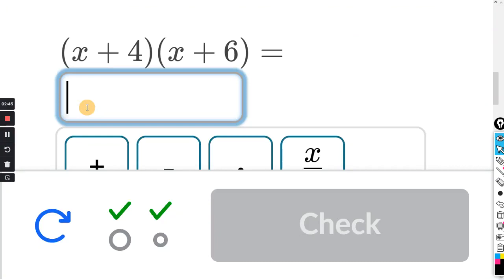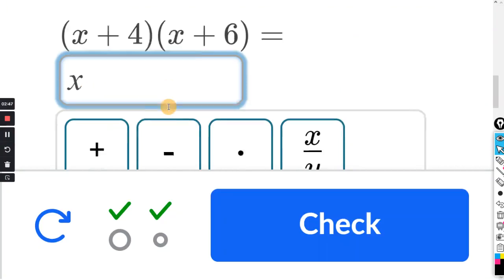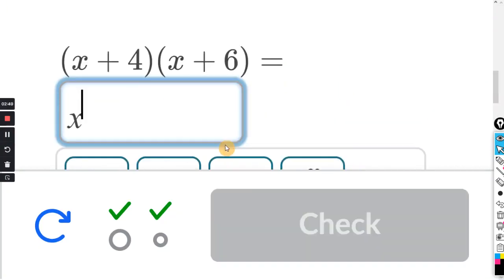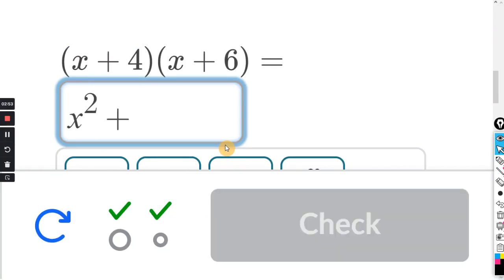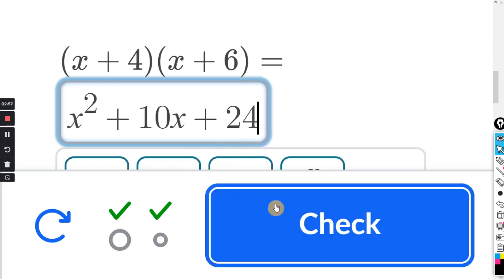Okay, so we have x squared. So here's the exponent button, x squared. Hit the right arrow key, plus 10x plus 24. So that's it.